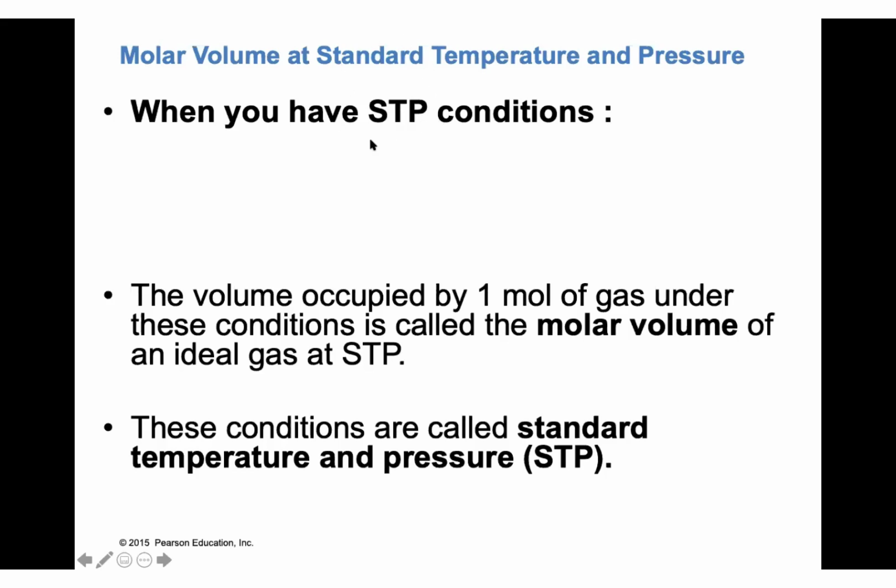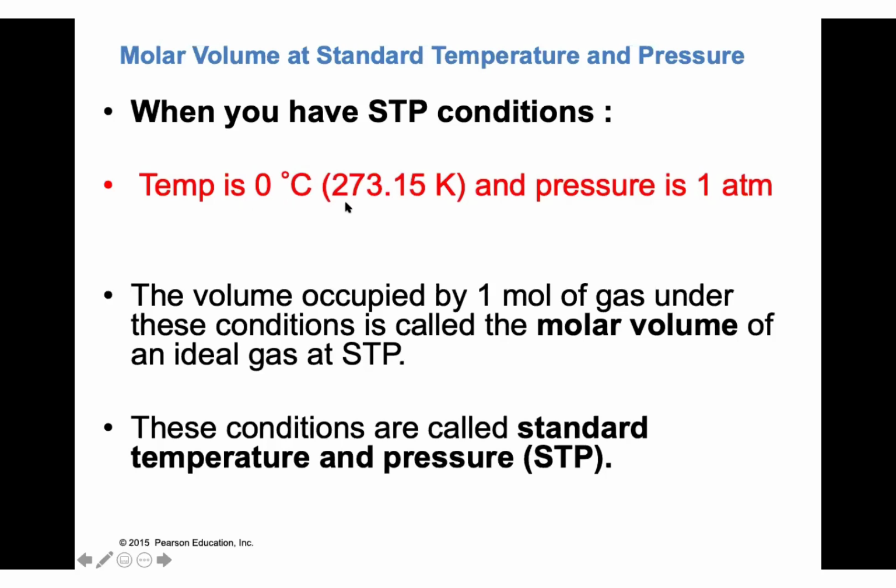STP stands for standard temperature and pressure. What is a standard temperature and pressure? Temperature is always 0 centigrade or 273.15 Kelvin, and pressure is always 1 atmosphere. So whenever you see an STP condition in the question, very quickly write these two numbers, 0 centigrade or 273.15 Kelvin, and also 1 atmosphere. These two, write them down very quickly.